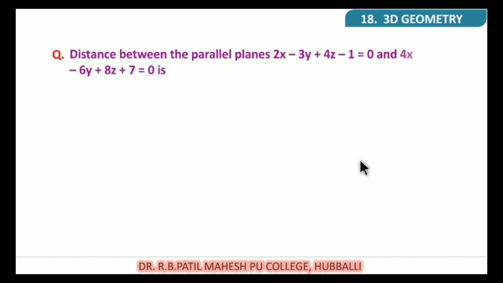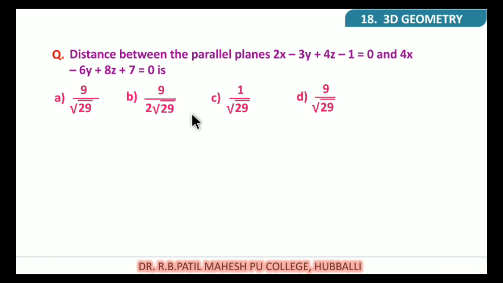Take one more example. The distance between the parallel planes 2x - 3y + 4z - 1 = 0 and 4x - 6y + 8z + 7 = 0 is: option A, 9 by square root of 29; option B, 9 by 2 into square root of 29; option C, 1 by square root of 29; option D, 9 by square root of 29. So the answer will be option A, 9 by square root of 29. So how is it correct? We will check this one.